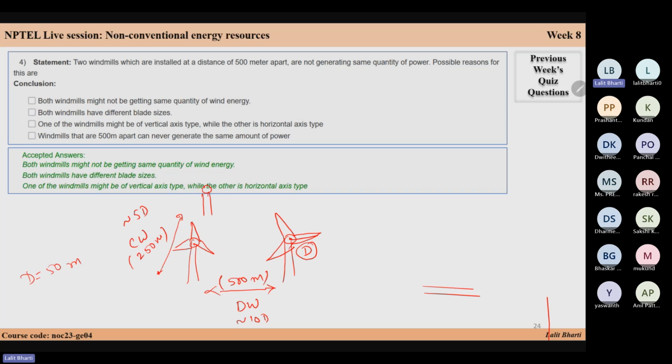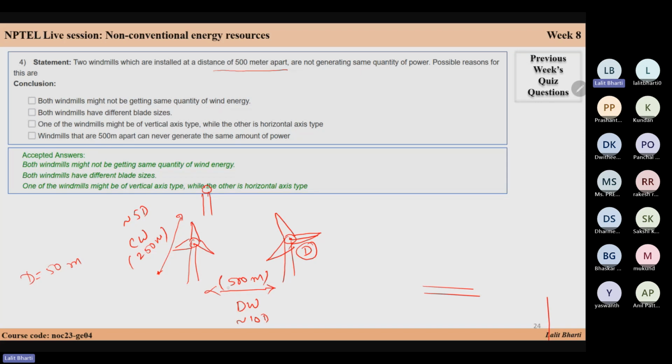So this is a typical condition for the minimum distance between subsequent windmills. We need to see which conclusions are correct and which are not. Two windmills installed 500 meters apart are not generating the same quantity of power. Possible reasons: we are just being asked about two windmills. The first option is that both windmills might not be getting the same quality of wind energy.